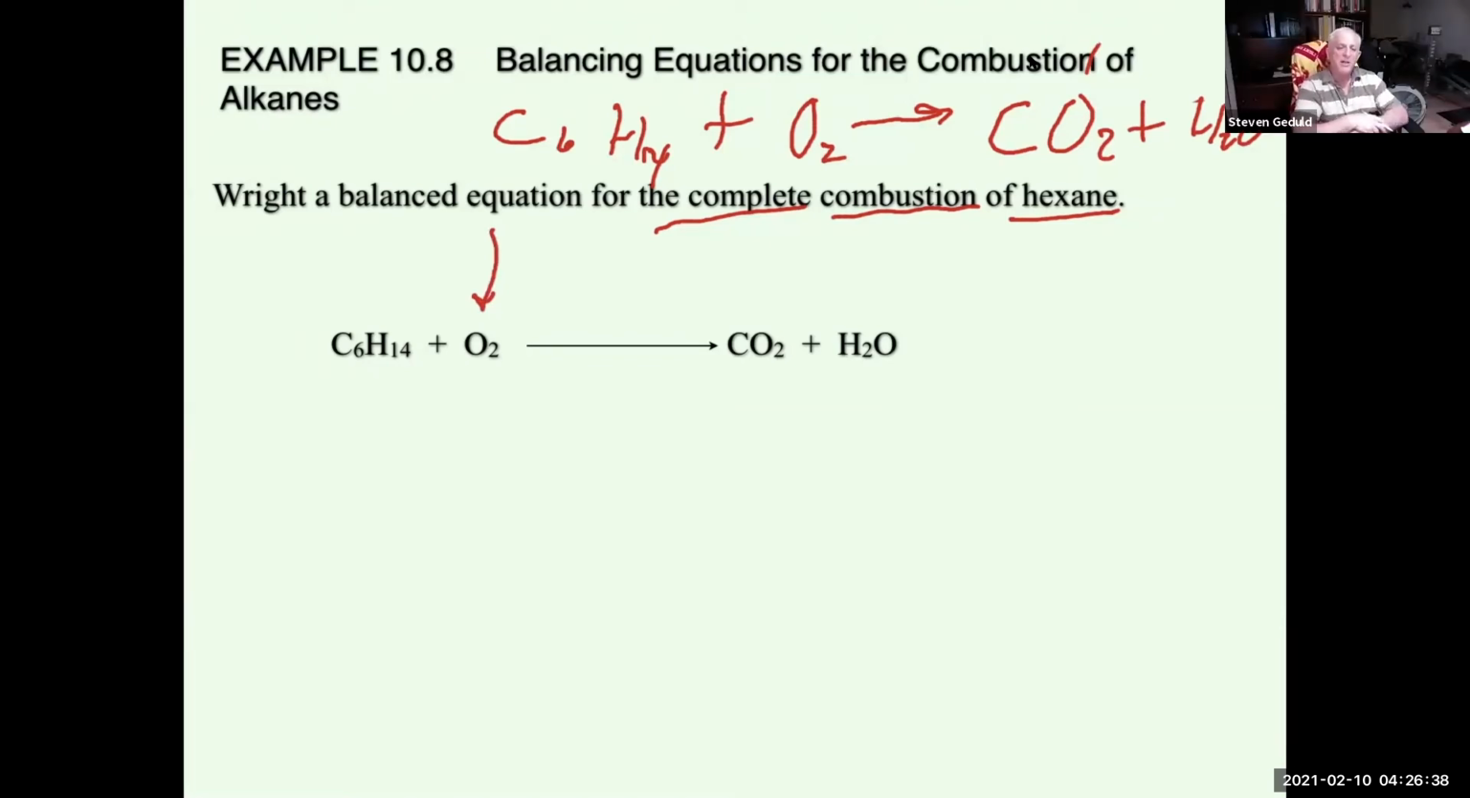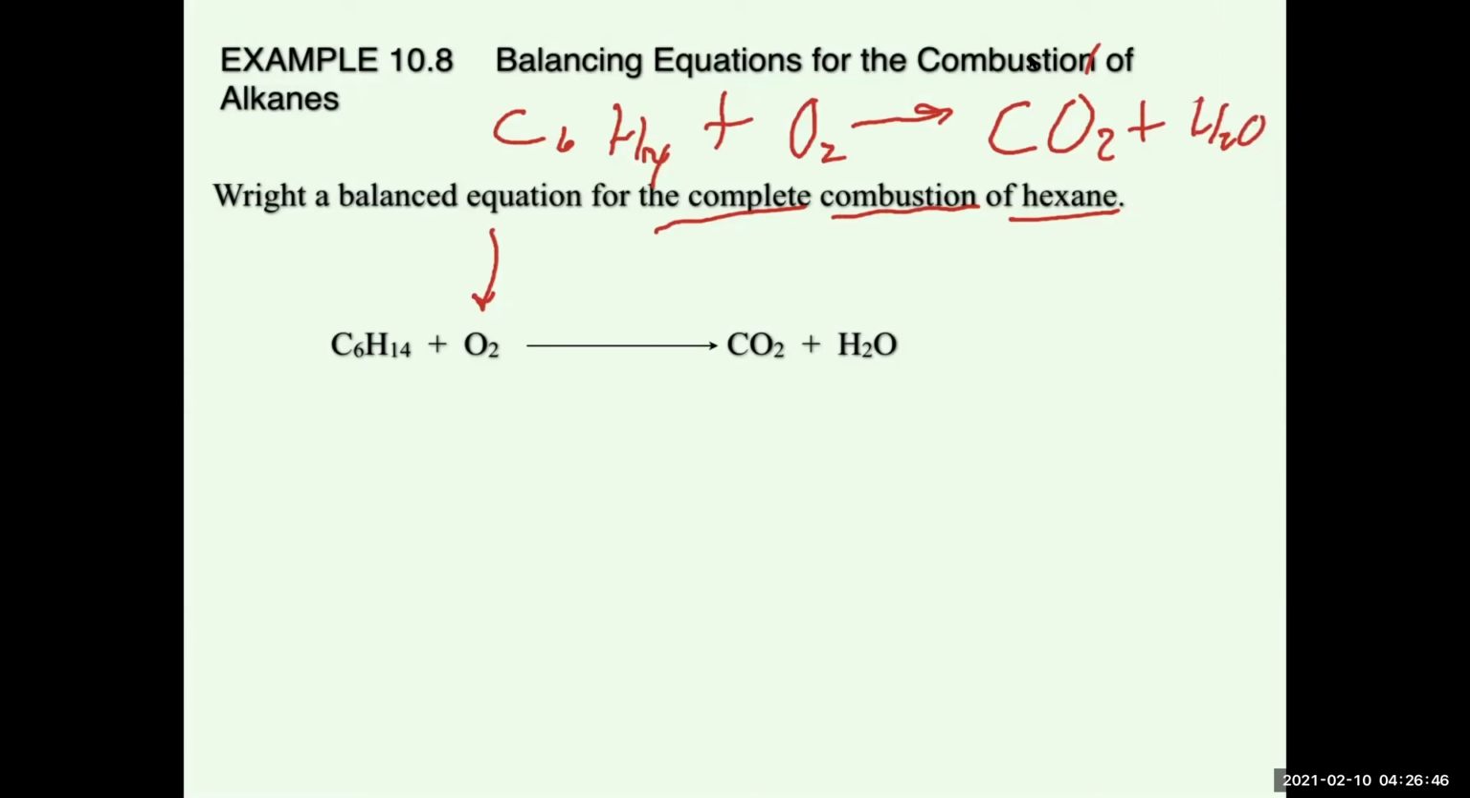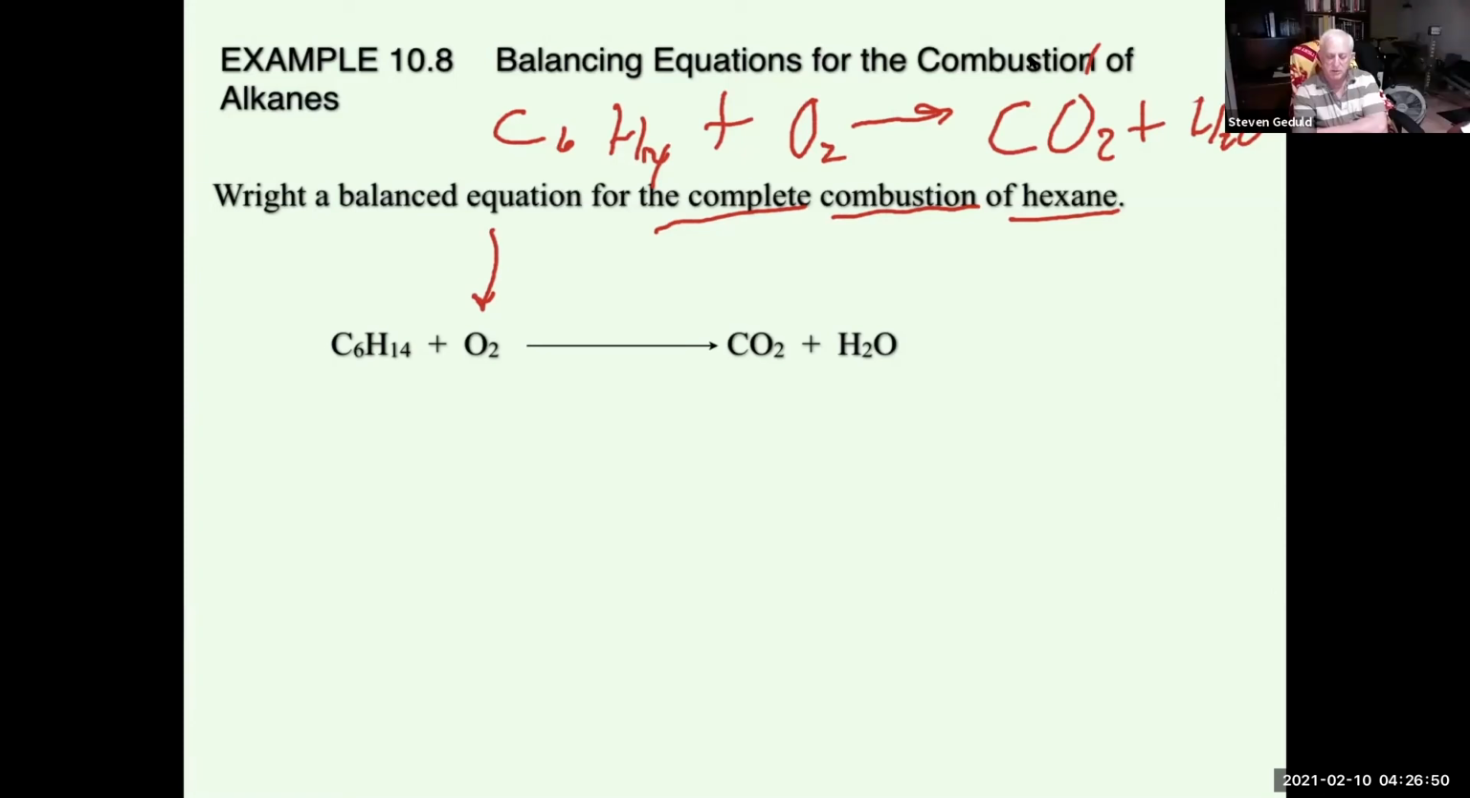I have how many carbons on the left side? 6. So what do I have to do on the right side? I got to put a 6, I see an arrow there, in front of the CO2. Okay. Now my carbon's balanced. I have 6 on the left, 6 on the right.